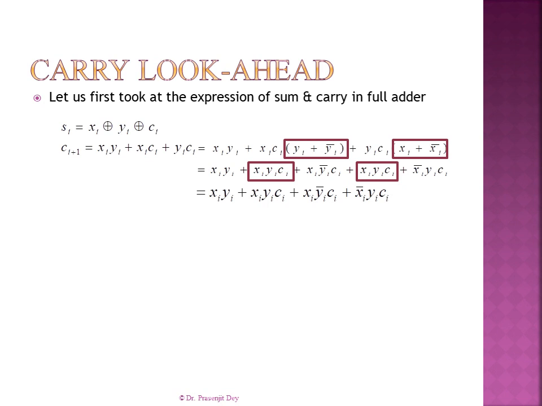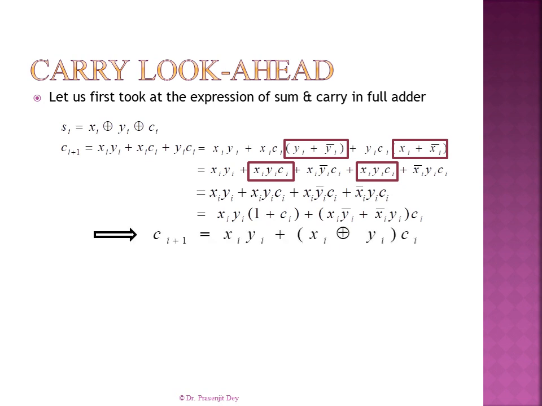Now in the third expression, if we take xi yi common from the first and second term, then you will get xi yi within the bracket 1 plus ci. Similarly for the third and fourth term, if we take ci common, we will get the expression xi yi bar plus xi bar yi dot ci. Now we can easily write that expression like this: xi yi plus xi xor yi dot ci.